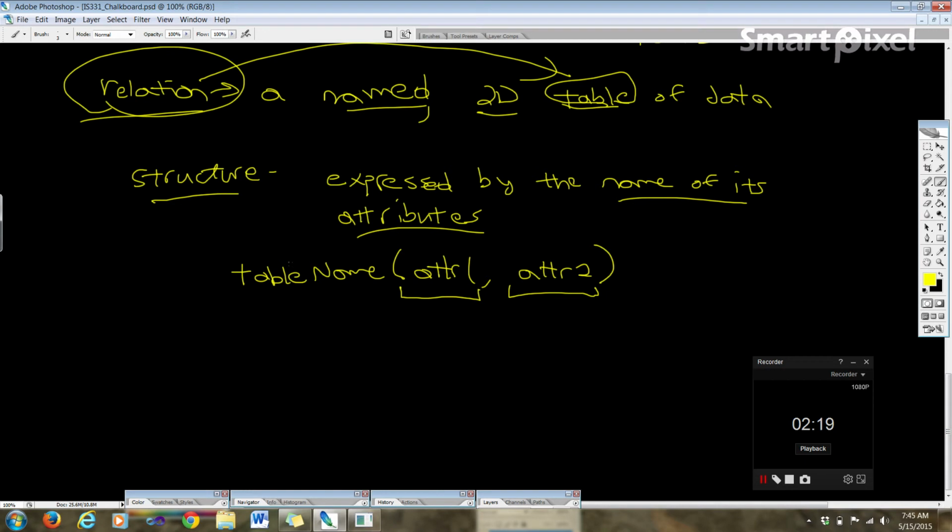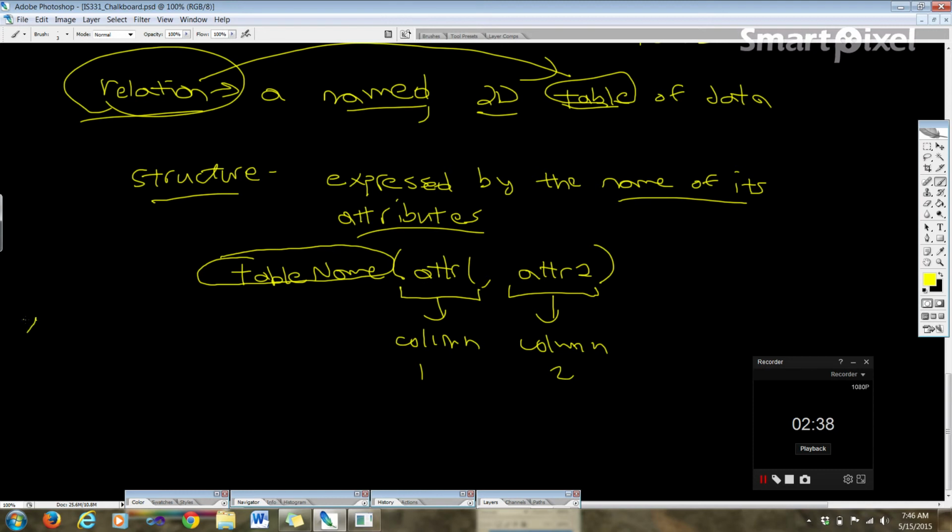For those of you unfamiliar with this notation, you have the table name on the outside, and then in the parentheses, almost as parameters in a programming language, this would be column 1, column 2, right?